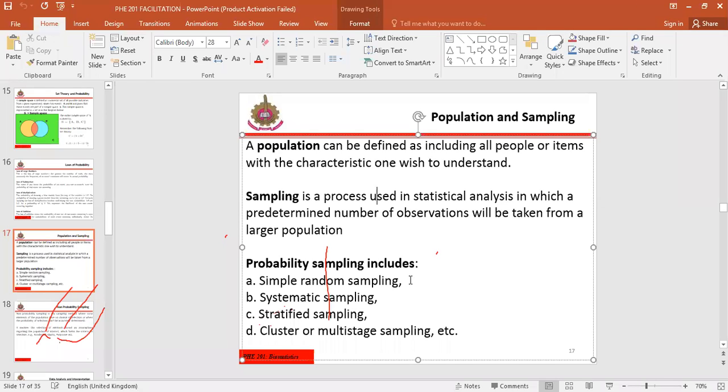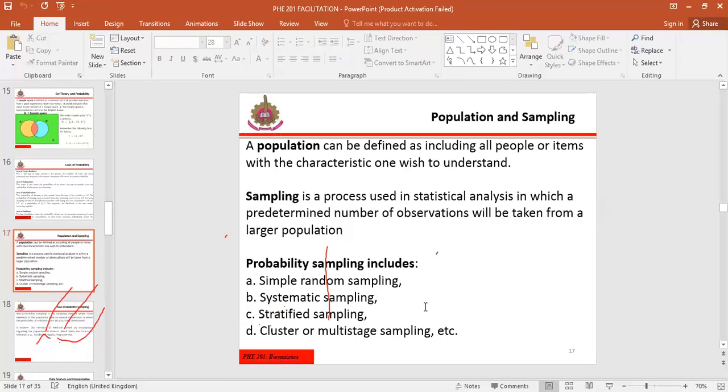Now, when you want to do probability sampling, we have probability sampling and we have non-probability sampling. Probability sampling includes simple random sampling, systematic sampling, stratified sampling, and cluster sampling. For non-probability sampling, we have quota sampling, purposive sampling, and all that. When we get there, I will explain it to you. Now, let me explain these types of probability sampling one after the other. Our time has gone, but let me explain them briefly.